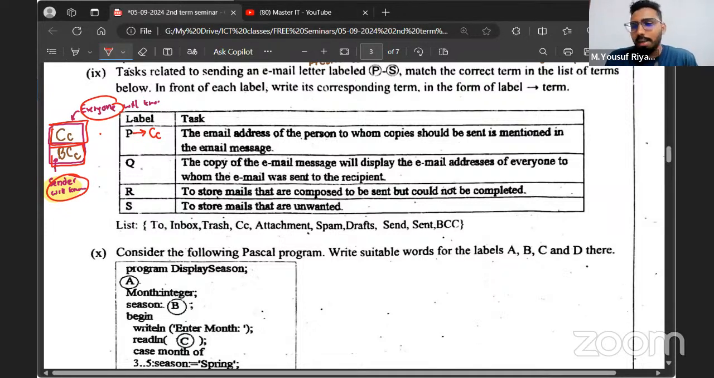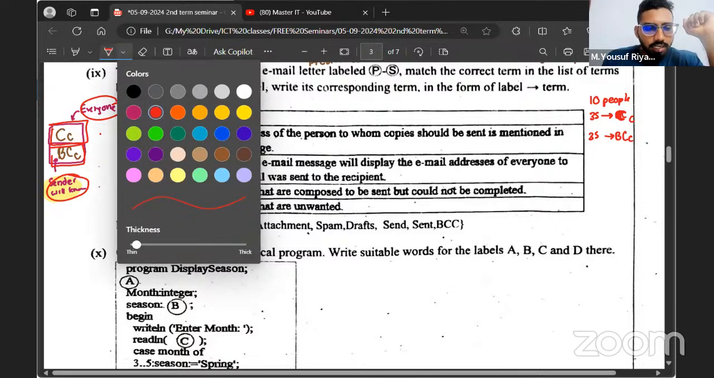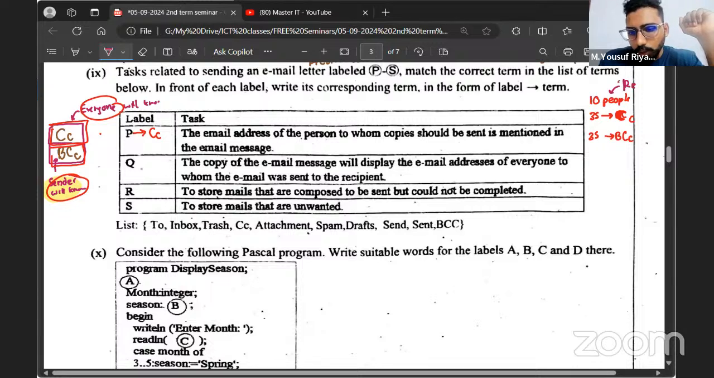Let's say I'm going to send an email. There are 80 students, and out of these 80, I want to send the email mainly to 10 people. Of the remaining 70, for 35 students I want to send a carbon copy of the email, and for the remaining 35 students I want to send a blind carbon copy. The 10 people are the main receivers. In the email section, there are two fields, CC and BCC. Now these two groups are there, right?